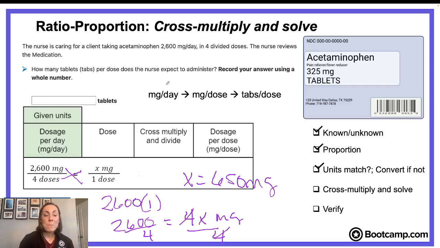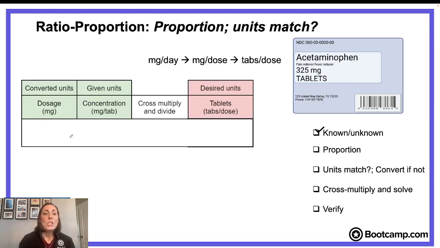Okay, so we've done our milligrams per day, and now we have to set up another proportion because we've got to get down to our tablets per dose. We've gotten our milligrams per dose. Okay, so we take our 650 milligrams and we are going to put that over, what are we going to put that over? X tabs, right? We want to know what the relationship is. 650 milligrams is how many tablets. And then we're going to take our known here, our 325 milligrams to tablets.